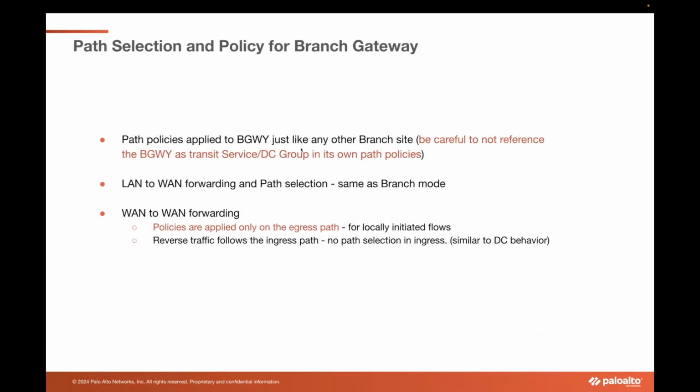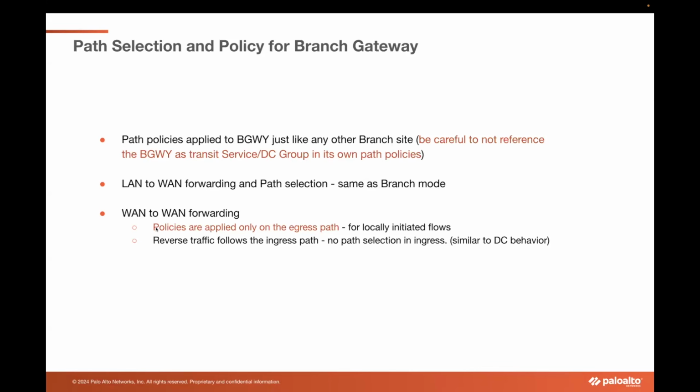The key thing to remember is that when you apply a path policy to the branch gateway itself, just apply it like any other branch, but make sure that whatever policy you apply to branch gateway 1 does not refer to itself in the service and DC group as the preferred transit point. When you have LAN to WAN forwarding, the path selection for a branch gateway works exactly like a branch mode. There's no difference.